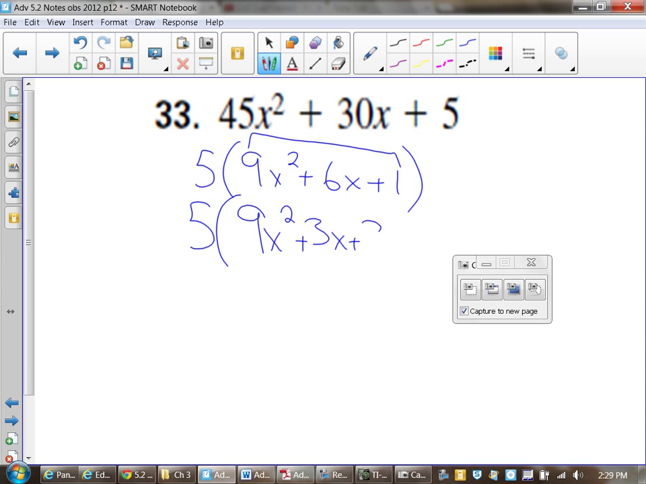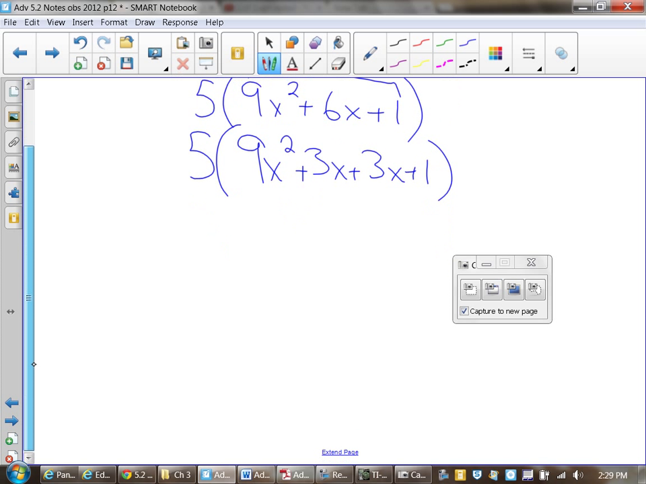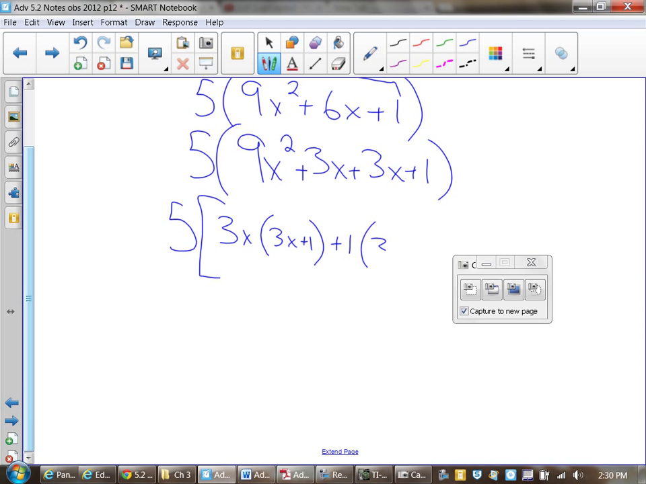Take care of your grouping. If I can't take something out, what can I always take out?